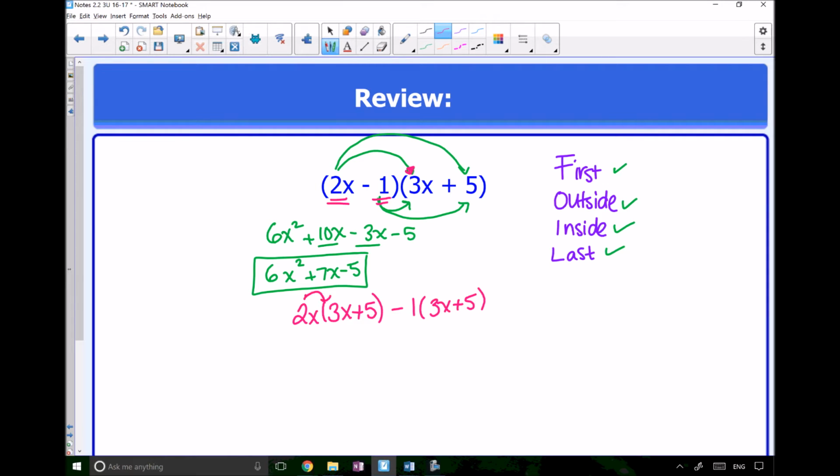So now when I distribute this through, 2x times 3x gives me 6x squared like we got before. 2x times 5 gives me 10x like we got before. Negative 1 times 3x gives me this negative 3x we got. And negative 1 times 5 gives me the negative 5. So then same thing, I get the final answer of 6x squared plus 7x minus 5.